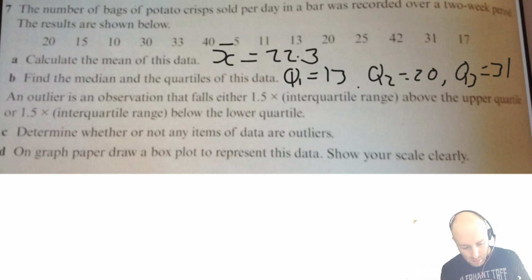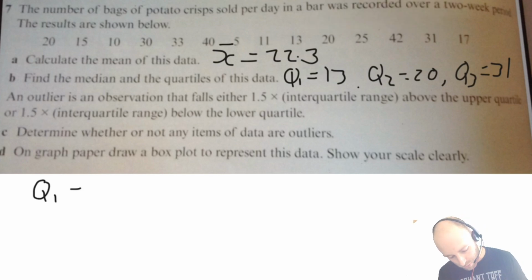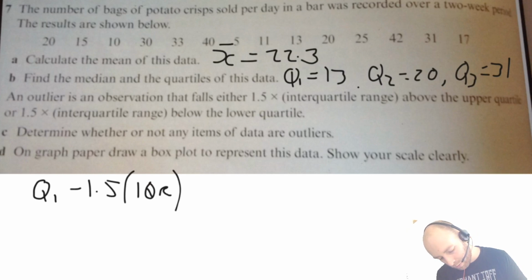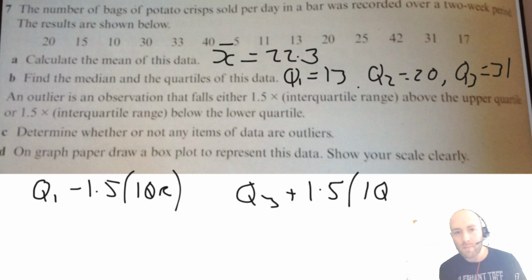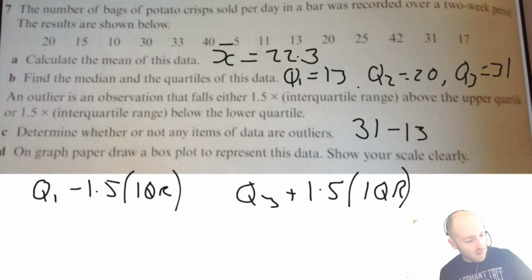So, determine whether or not any data are outliers. We need to do Q1 minus 1.5 times the IQR and Q3 plus 1.5 times the IQR. So let's work out the interquartile range. It's going to be 31 take 13, and then we can put that into our calculations. So we get 18 for that.